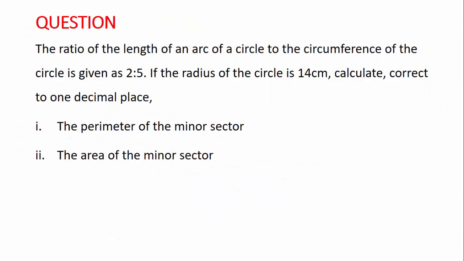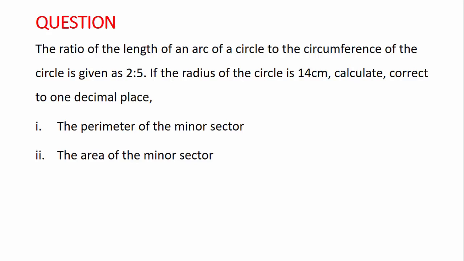Today we are solving a question about the area and perimeter of a circle. So here is the question. The ratio of the length of an arc of a circle to the circumference of the circle is given as 2:5. If the radius of the circle is 14 centimeters, calculate correct to one decimal place the perimeter of the minor sector and the area of the minor sector.